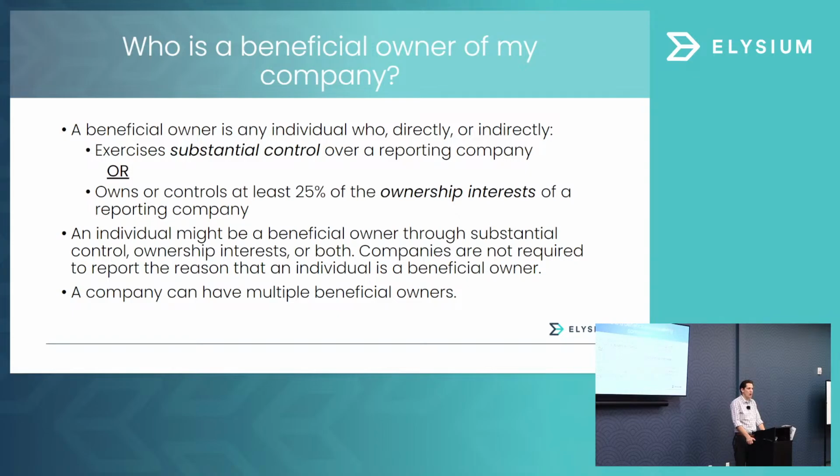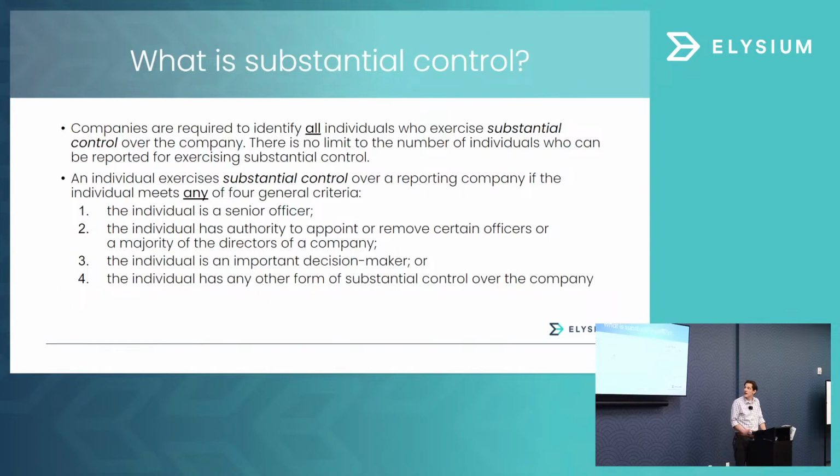You can be both a substantial control person and also be a beneficial owner by virtue of the ownership interest that you hold. So companies can have multiple beneficial owners, larger companies, it could be 10, 20 in some cases, right? So that's a beneficial owner, okay?